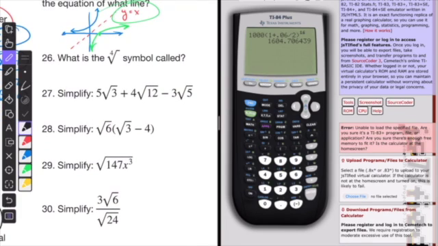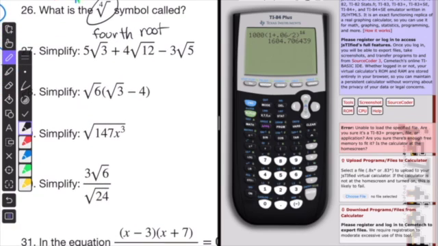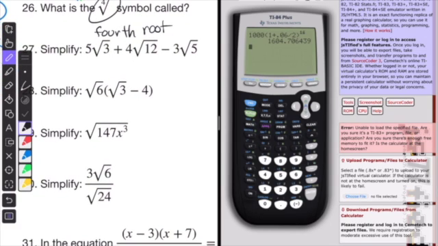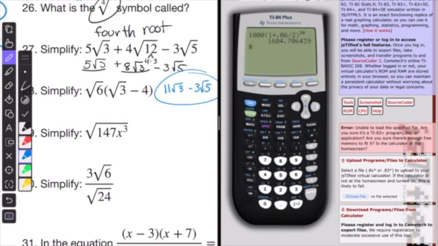What is that symbol called? This is the 4th root symbol. It means you need 4 of a kind to come out. Another radical problem here where we have to add. Here we don't get a calculator. That's 5 root 3. Let's see, 12 is 4 times 3, so a 2 comes out. And so we have a 5 root 3 plus 8 root 3. That gives us a total of 11 root 3s minus 3 root 5. And we're done.